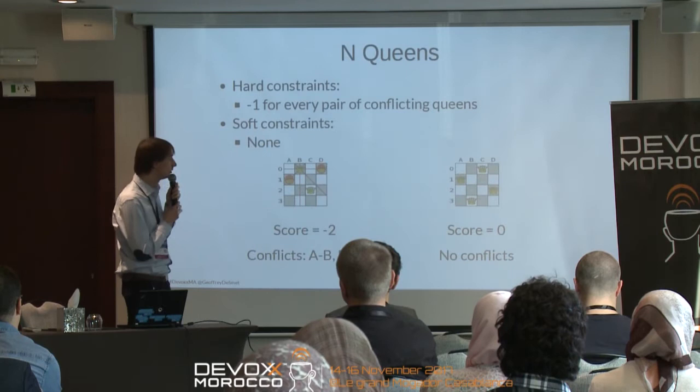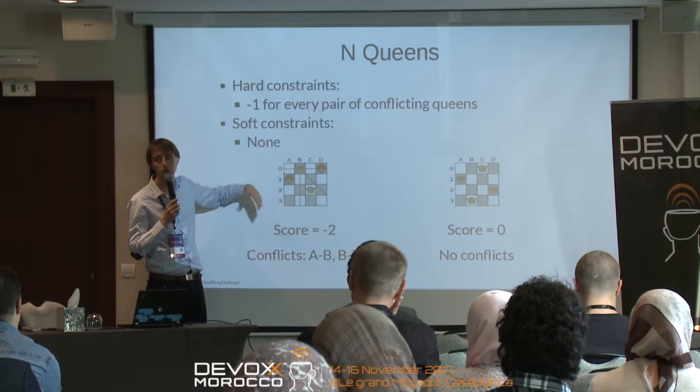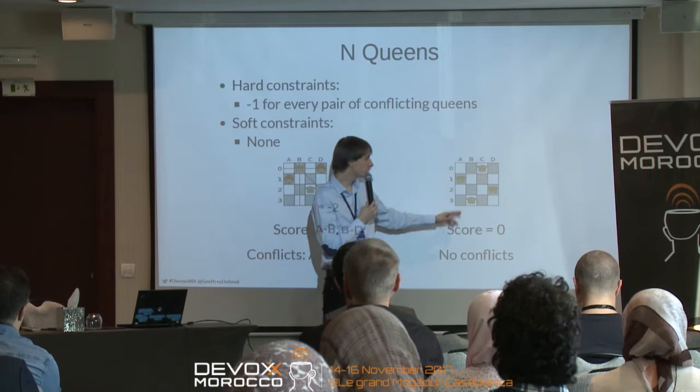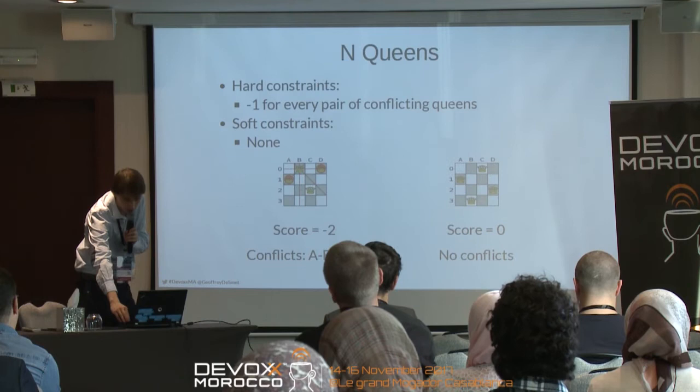So what do we do? Quite simple. Every time two queens can attack each other, we lose one point. One hard point usually, something like that, right? Here two queens can attack each other, and these two queens can attack each other, so that's -2. A and B, and B and D, those combinations. Here the score is 0 because none of the queens can attack each other. We've talked about this before, so that's very straightforward to implement.